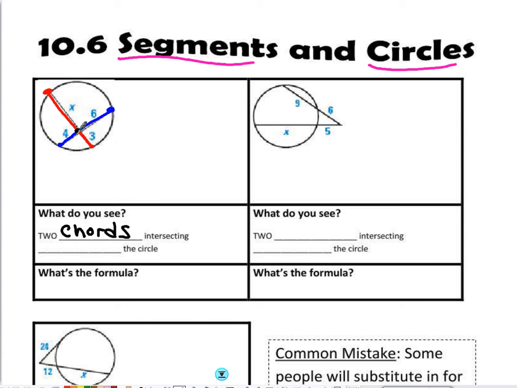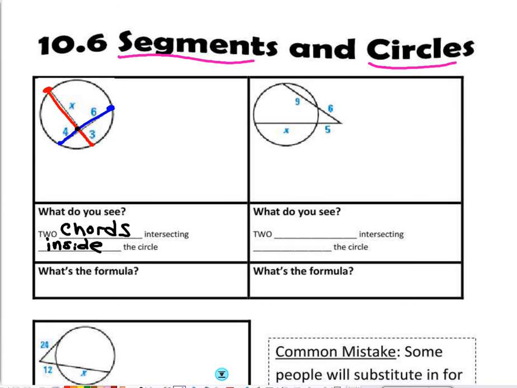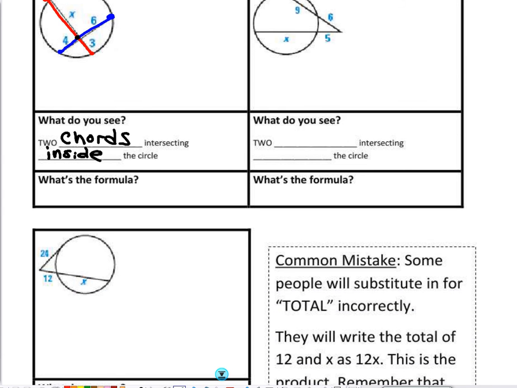Remember last class we talked about chords, secants, and tangents intersecting on, in, or outside a circle? So here we have two chords that intersect inside a circle. Alright, so when two chords intersect inside, here's your formula you're going to have to remember. Okay? The first is part times part equals part times part. It'll make more sense here in a second once we talk about what this part means.